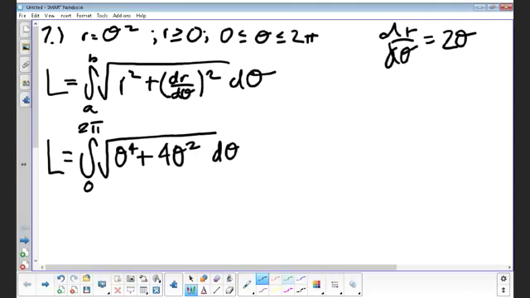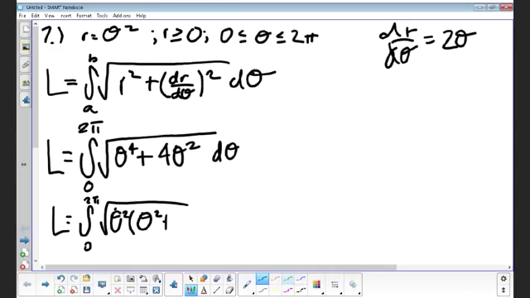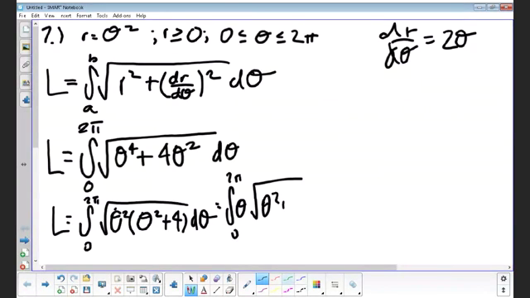Okay, so in this particular case, we can pull a theta squared out of our term. The integral from 0 to 2 pi of the square root of theta squared times theta squared plus 4. Theta squared is simplified to theta. It's pulled out as the integral from 0 to 2 pi of theta times the square root of theta squared plus 4 d theta.